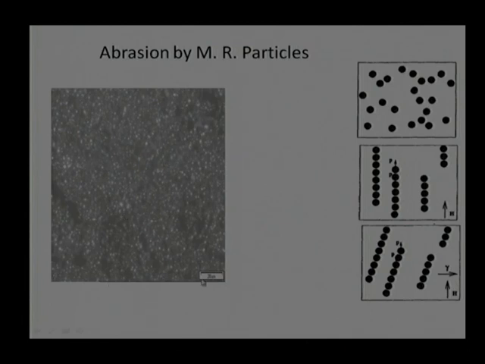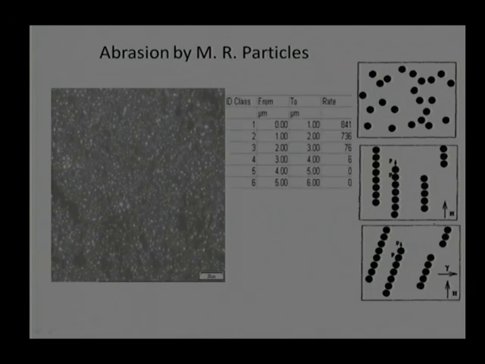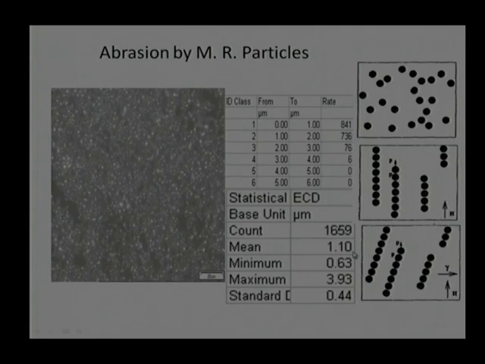I have one slide, or image, which says that 20 micron is the size, and these are a number of particles in MR suspension. We know very well that these particles are much smaller than 20 micron, and if we see the particle distribution, what we get is: 0 to 1 micron, around 841 particles in one batch; 1 to 2 micron, around 736; 2 to 3 micron, 76; and 3 to 4 micron, only 6 particles. Beyond this size, there is no particle. If I take the mean value, it turns out to be 1.10 micron, with a maximum of 3.93. There is also some standard deviation of particles.